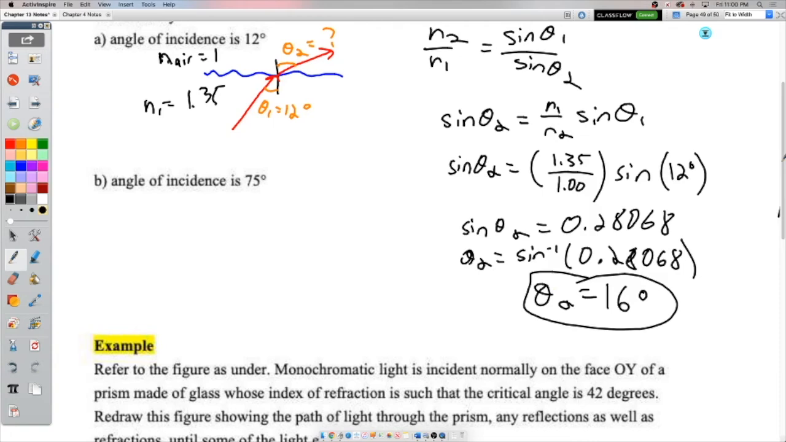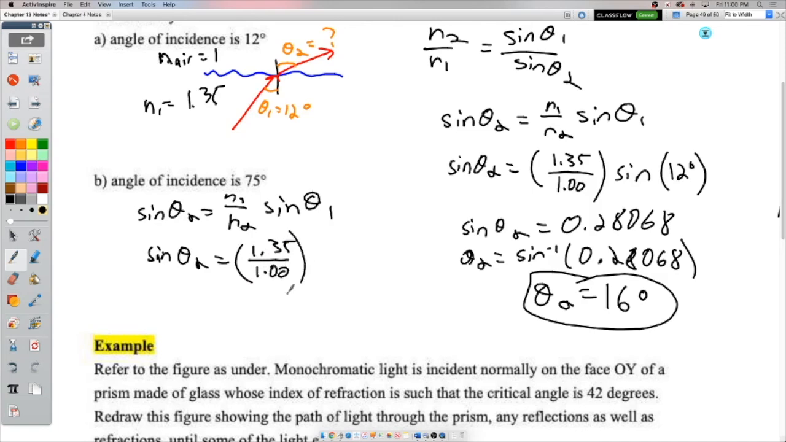Okay, I'm going to tell you something right now. That's way beyond the critical angle of water to air. Let's see what happens. Sine theta 2, again, equals n1 over n2 times sine theta 1. Jumping right to the manipulated version this time. We have that sine theta 2 equals 1.35 over 1.00, times sine of 75 degrees. So sine of theta 2 equals 1.30.